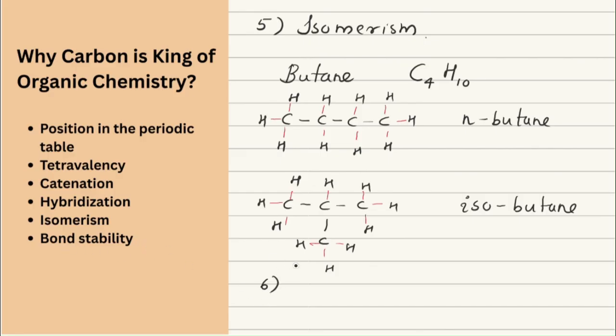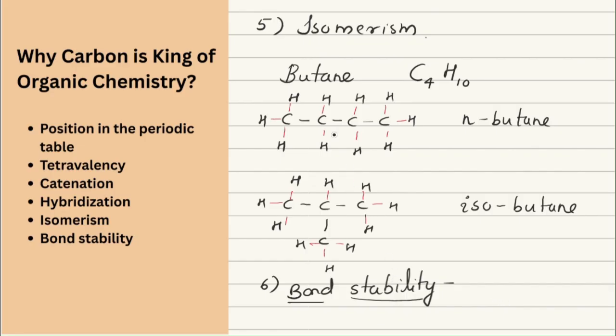Let's take the last factor, that is bond stability. What do you mean by bond stability here? It shows the energy required to break the bonds between, say, carbon-carbon, carbon-hydrogen, carbon-nitrogen, etc. Carbon bond stability is due to its ability to form 4 strong covalent bonds, which allows it to form a vast array of stable compounds by satisfying the octet rule.